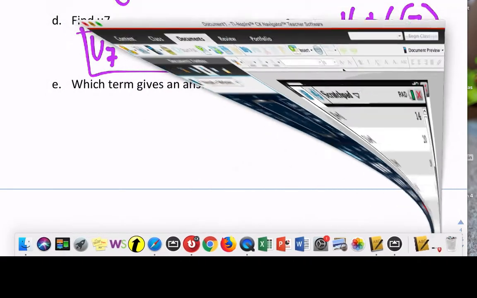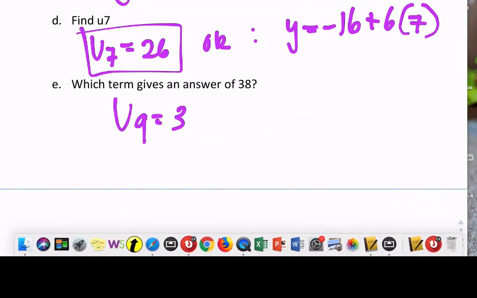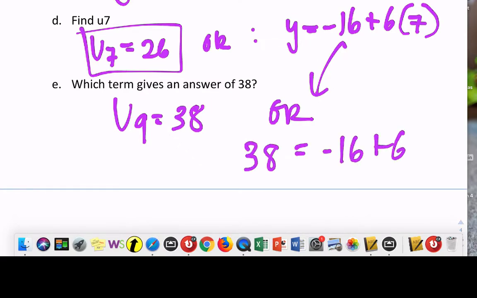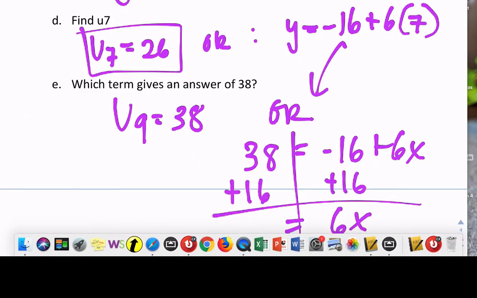The 9th term, so we could say the 9th term gives us 38, or we could plug into our equation here. So 38 equals -16 plus 6x, and we could solve that algebraically. We could add 16 to each side. We get 6x equals, oh, 54, I'm sorry, I added that wrong. So this is 54, and x equals 9.